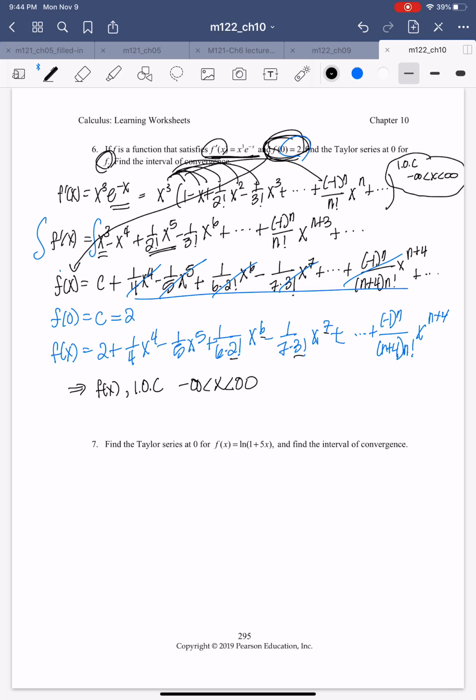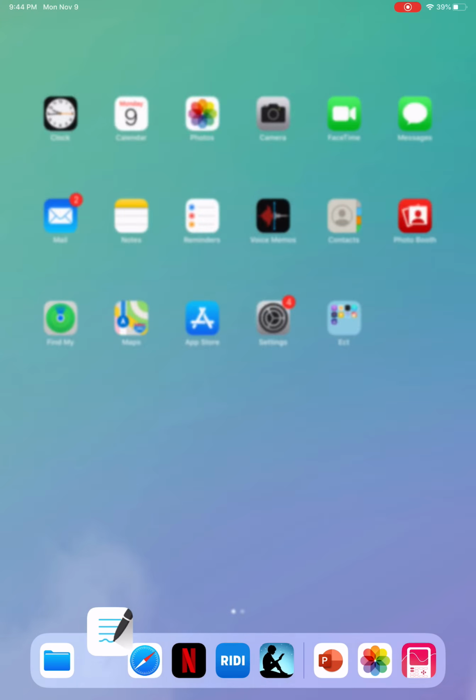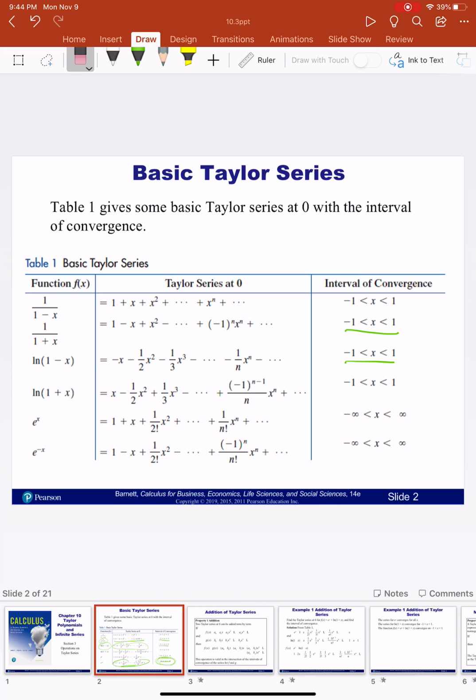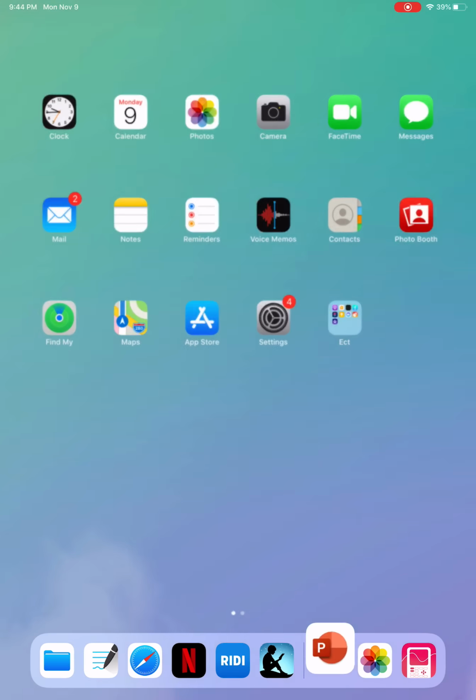Find the Taylor series for ln of 1 plus 5x. Now we have from the chart ln of 1 plus x, not 1 plus 5x. So you cannot just plug in the 5 in front. That's not the same. We are just given ln of 1 plus x. Okay, so we have to do a little bit of algebra work to modify.